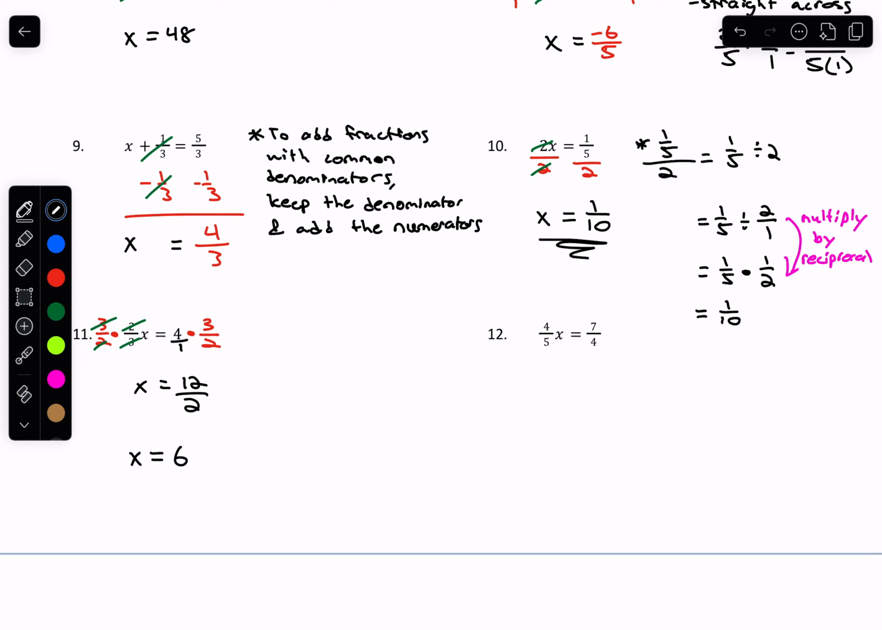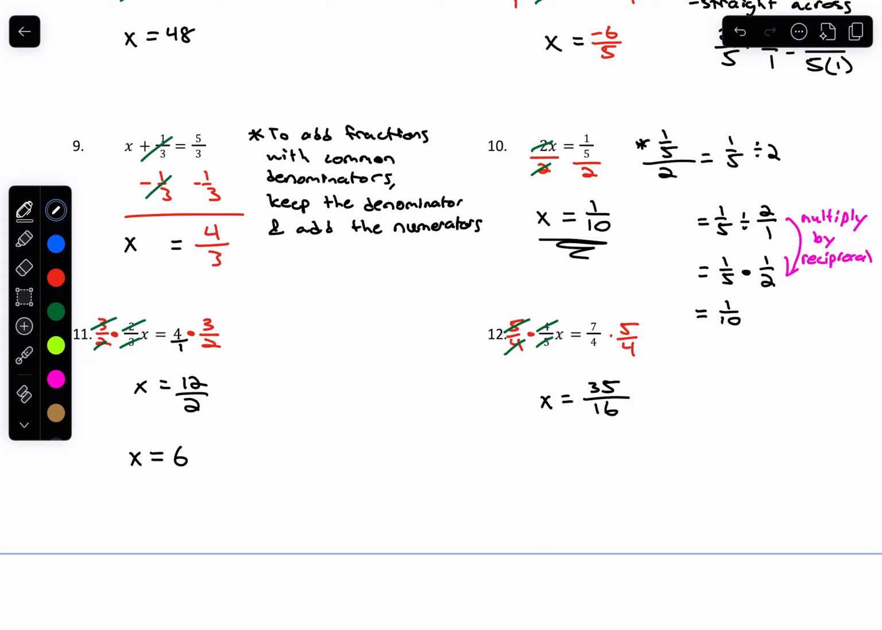We're going to do the same thing for number 12. Instead of dividing both sides by 4 over 5, we're going to multiply both sides by the reciprocal, which is 5 over 4. When I do that on the left side, the 5 on top cancels the 5 on bottom, the 4 on top cancels the 4 on bottom, so we just get x. And on the right side, 7 times 5 is 35, and 4 times 4 is 16. So we end up with 35 over 16, and that is the last problem in our topic.